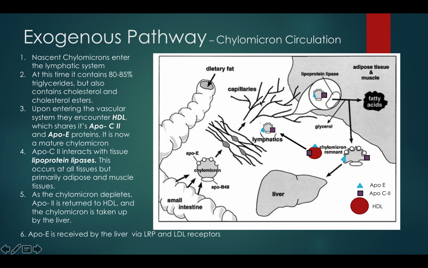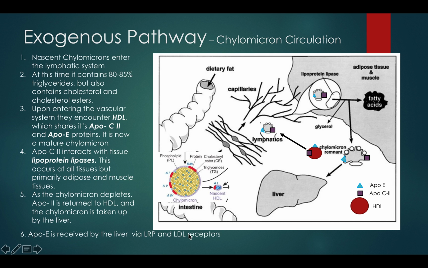It travels through the capillary system, and then the ApoC2 is what is necessary for it to interact with these lipoprotein lipases. So these allow it to release some of the fatty acids, and then it moves on. So this is still in existence, and now it's called a remnant. As it gets depleted through the system, it's a remnant and then gets returned to the liver. The ApoE is what allows it to return to the liver and interact with the LRP and LDL receptors.